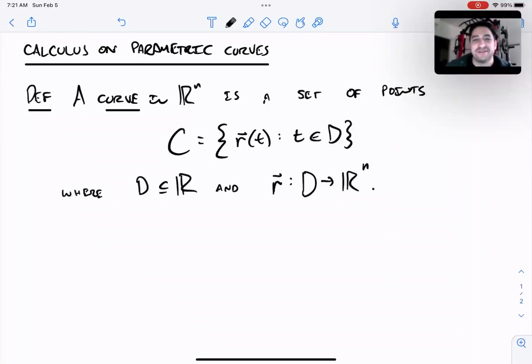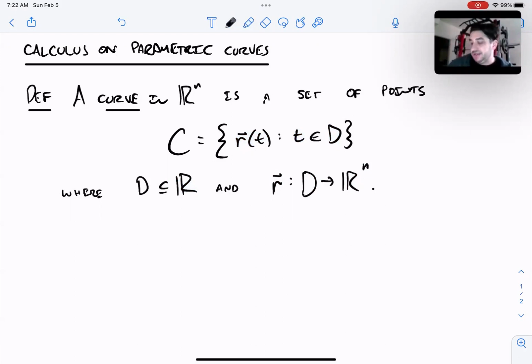So curves and parametric curves. So what is a curve? A curve in R^n is a set of points, C, called C for curve, right? That's given by some vector valued function R, evaluated for all parameter values t, where t is chosen to live in some domain D. And this domain is a subset of the real numbers, so some set of real numbers, that's what t is being pulled from. And then R maps each real number to an n-tuple of real numbers. So that's what's defining a curve.